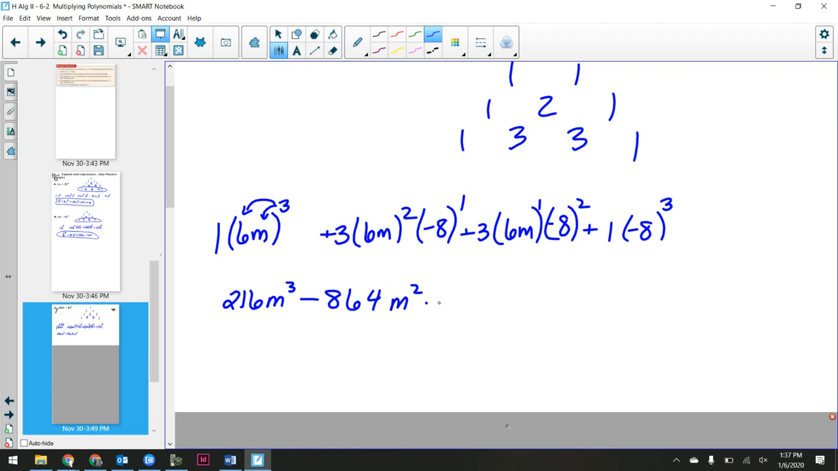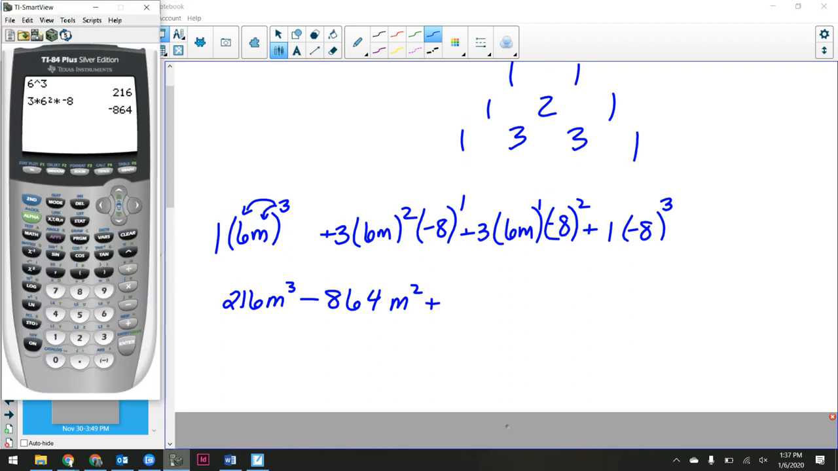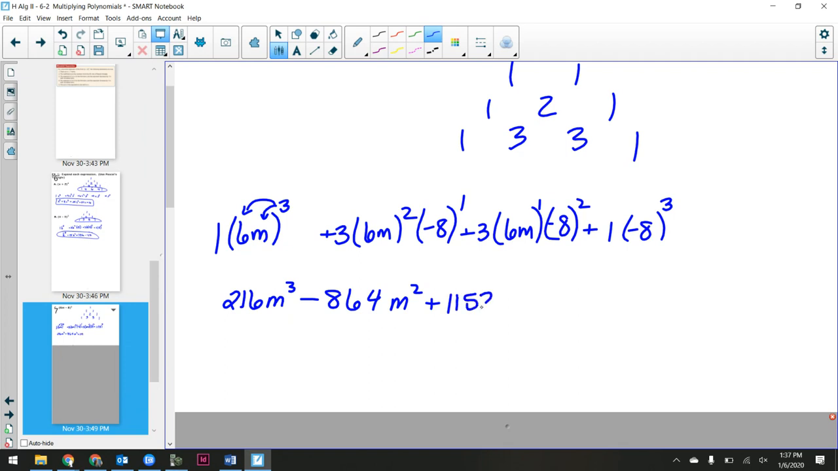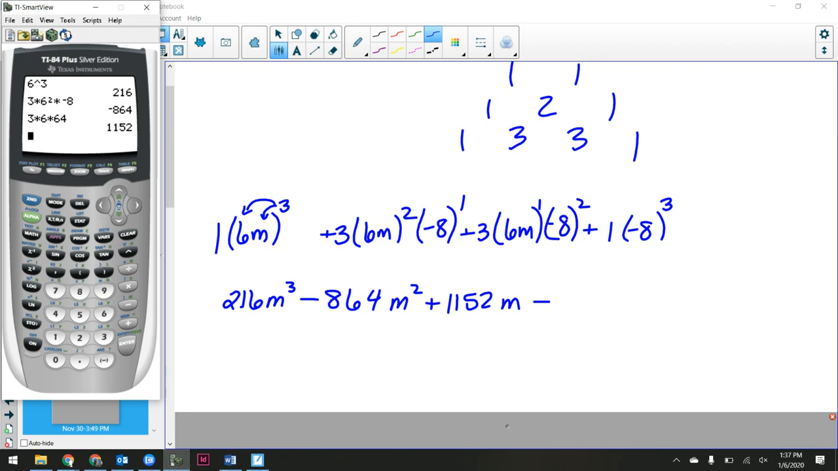All right, and then we have 3 times 6 to the first times negative 8 squared, which would be just 64, right? 1152 m, and then minus whatever 8 to the third is. 512.